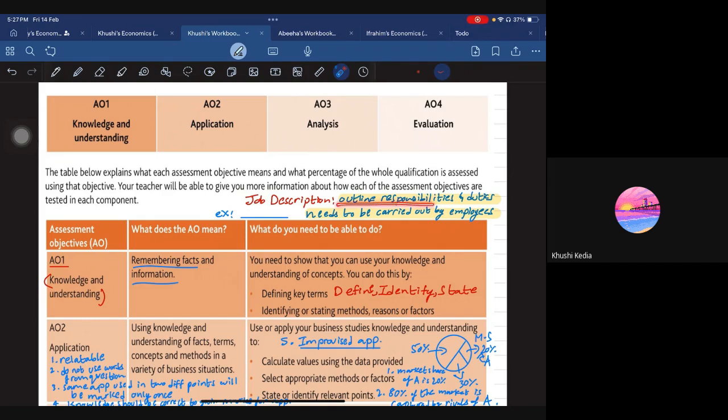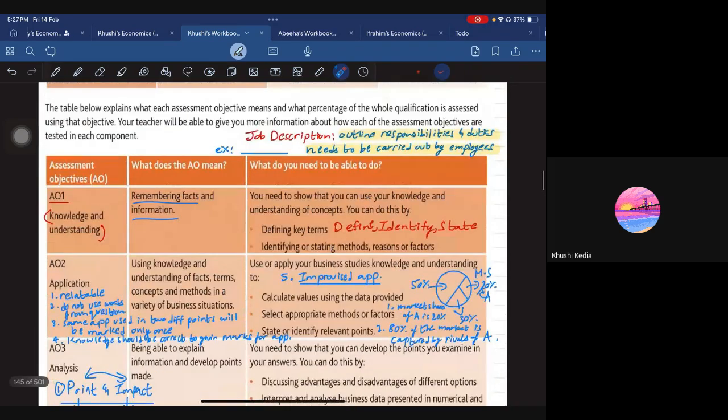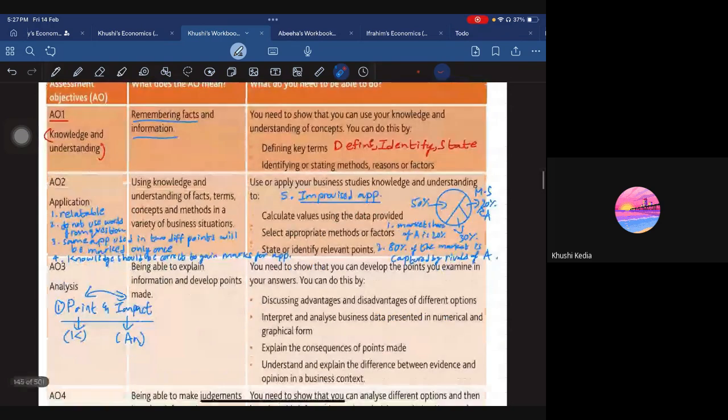Let's suppose you outline the responsibilities and the duties. If you're writing the definition for job description and you say outlining responsibilities and duties, probably he's only going to give you one mark. But if you add another point to it, that it needs to be carried out by the employees, he would give you another point. And if somehow you miss an element, you could also add an example to make more sense or put more material into your definition so that you can definitely get the 2 marks.